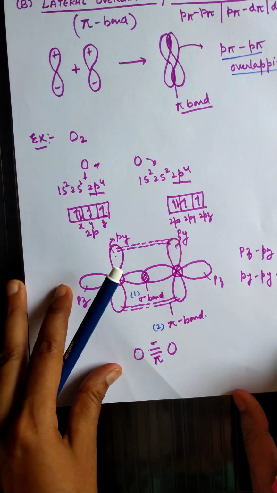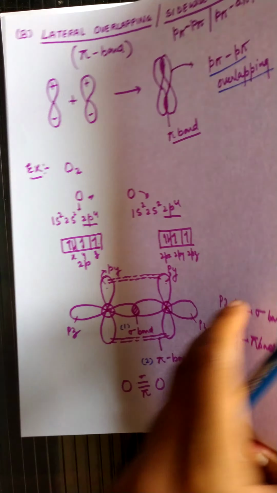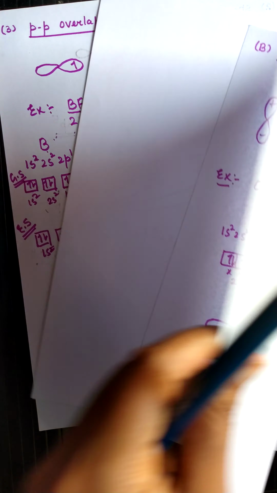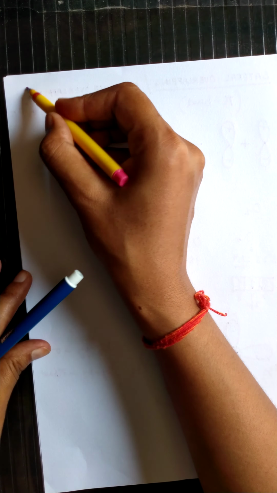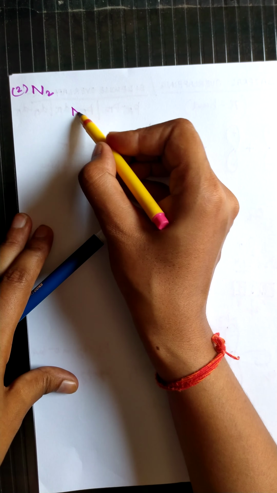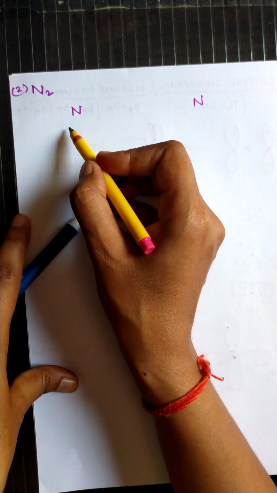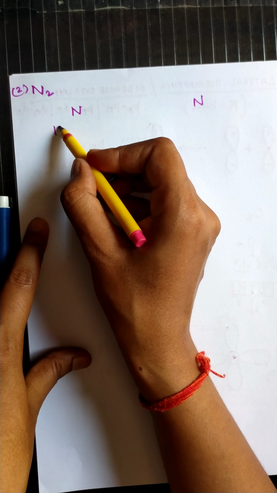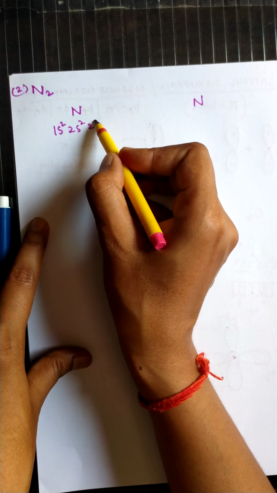The pi bond. Now, students, let's take one more example. We can take the example of nitrogen also. That will be a very easy example. So let's take the example of N2. In nitrogen, two nitrogen atoms are there, and in one nitrogen the configuration is 1s2, 2s2, 2p3.